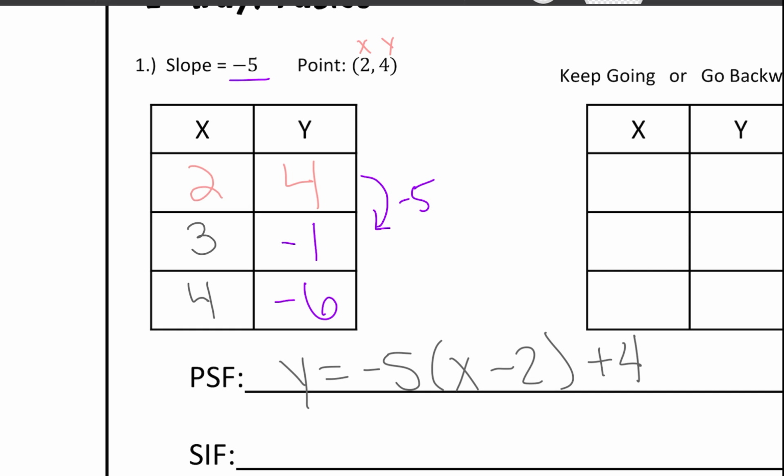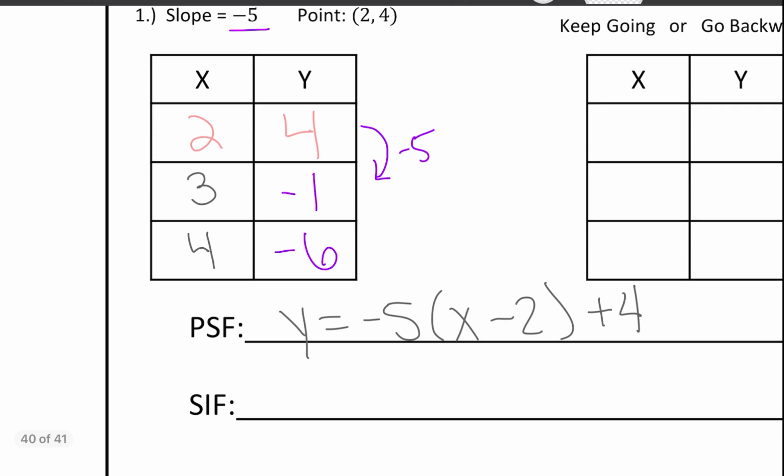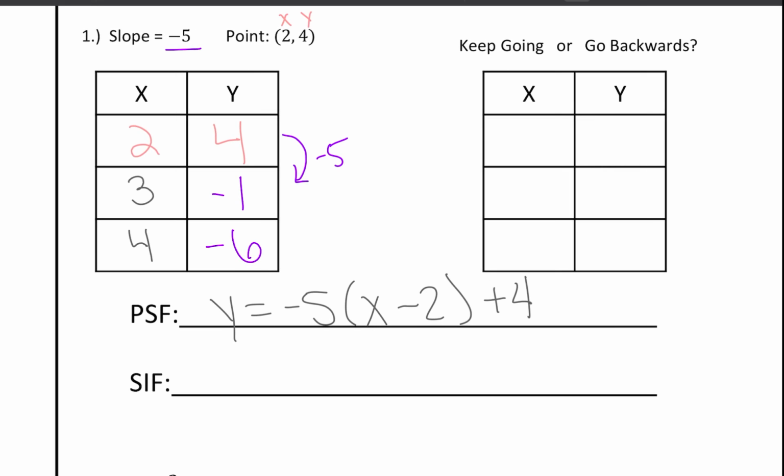Okay, now we need to find slope-intercept form. In order to do that, we need to figure out the y-intercept, which is when x is at time 0. But if I look at my table here right now, this is not getting closer to time 0. So what we need to do is we need to go backwards on our table.